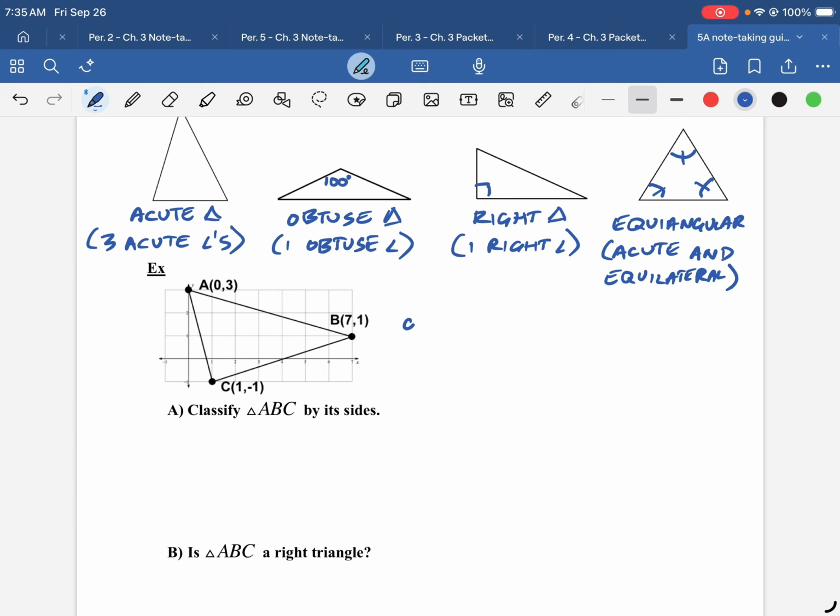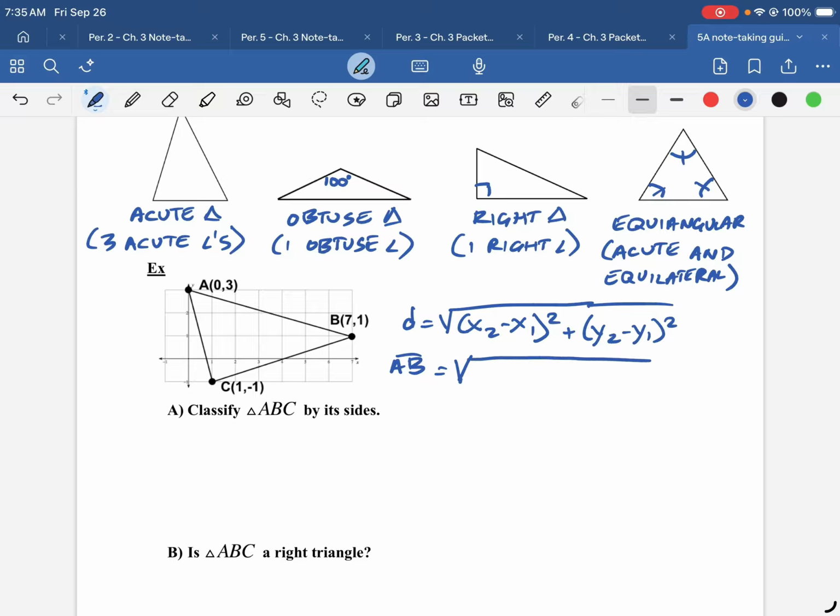I'll write the distance formula up here. That's the one where we've got the big square root. We're subtracting the x's and squaring, and then we're subtracting the y's and squaring. We add those results and take the square root of the whole thing. So let me start with AB, the top of this triangle. Let's find the length of that.